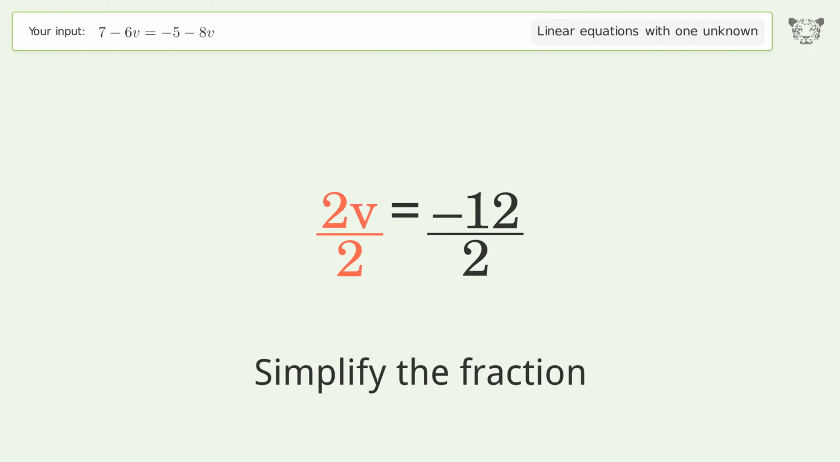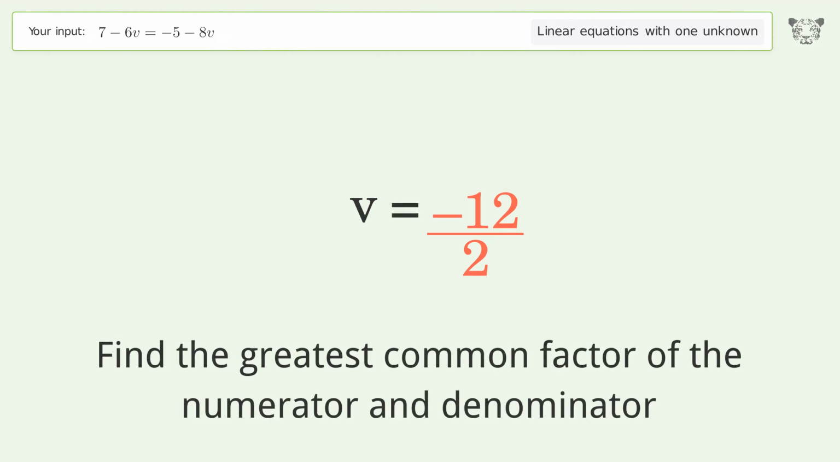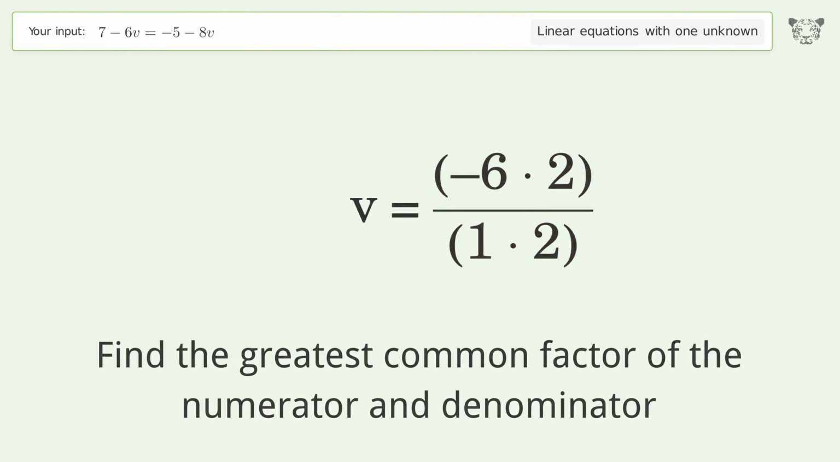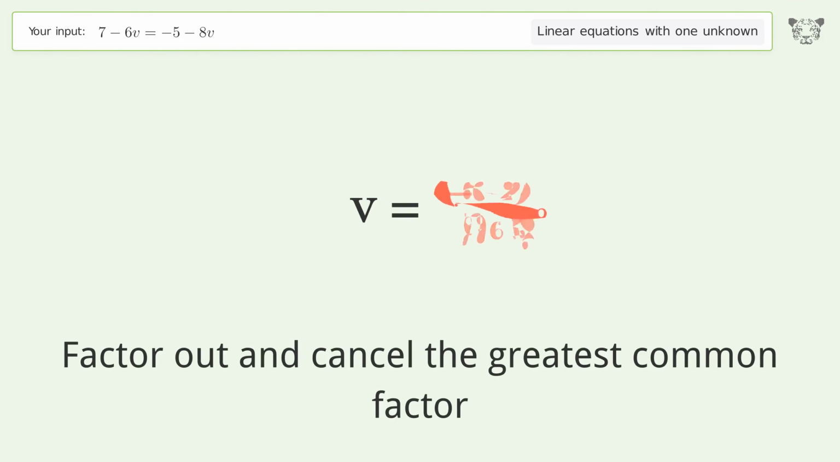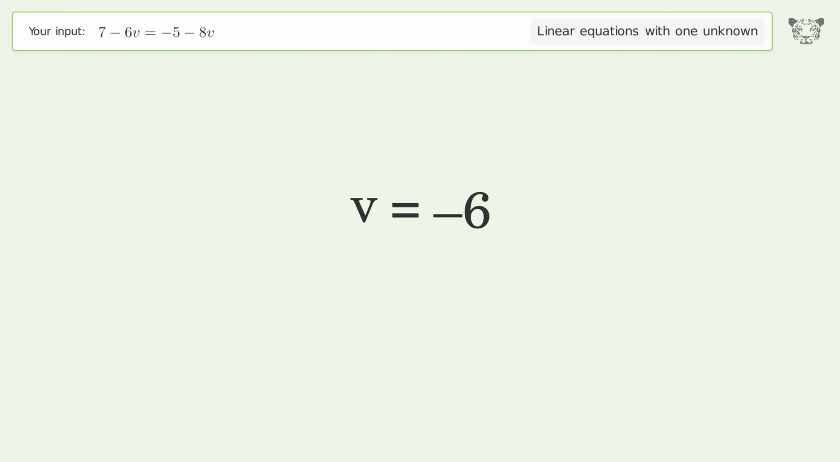Simplify the fraction. Find the greatest common factor of the numerator and denominator. Factor out and cancel the greatest common factor. And so the final result is v equals -6.